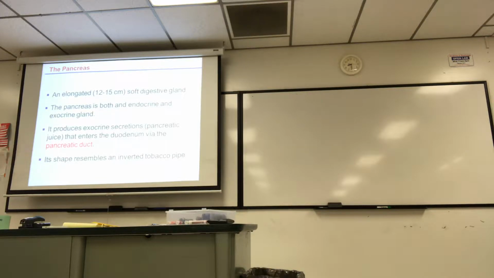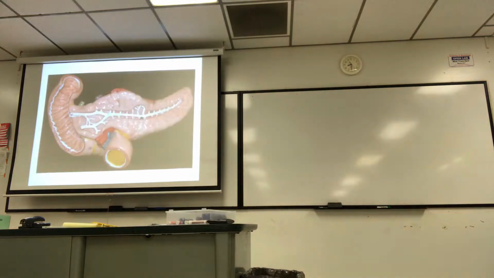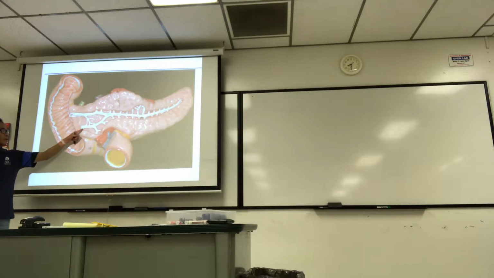That's why you have the pancreatic duct, or main pancreatic duct. The shape is glandular. You see it looks like an inverted tobacco pipe. In our models, we model it with the duodenum. And the main pancreatic duct is that white structure right down the middle. It forks, and this is actually the one that empties into the duodenum with the bile ducts. Okay, we'll look at more pictures of that.